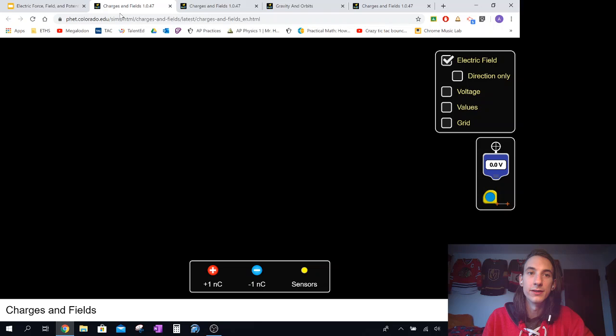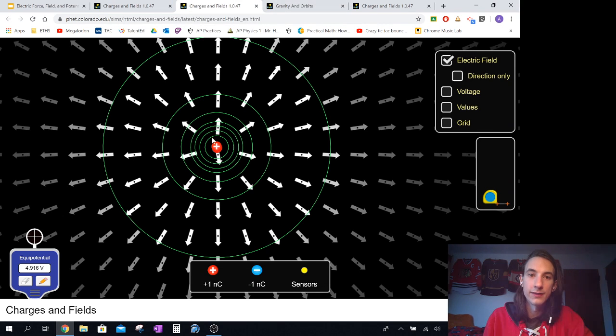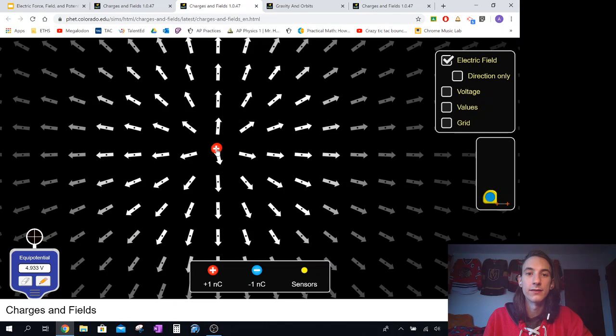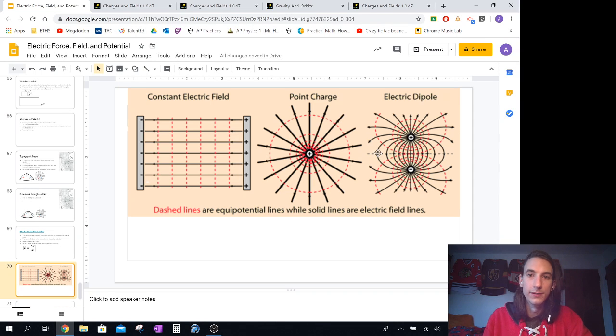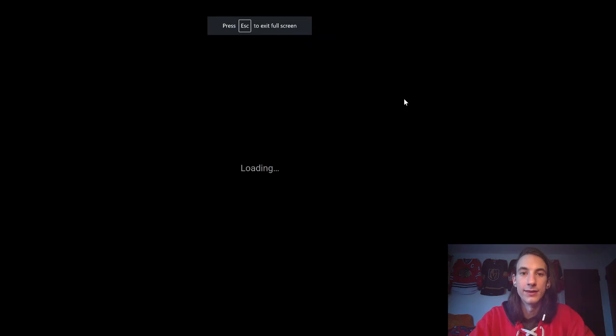And going back to this and looking at it, we see at each of these locations, the electric field is perpendicular to our isolines. And if we move along this electric field, that's where we start to see this change in potential, this change in energy effectively.